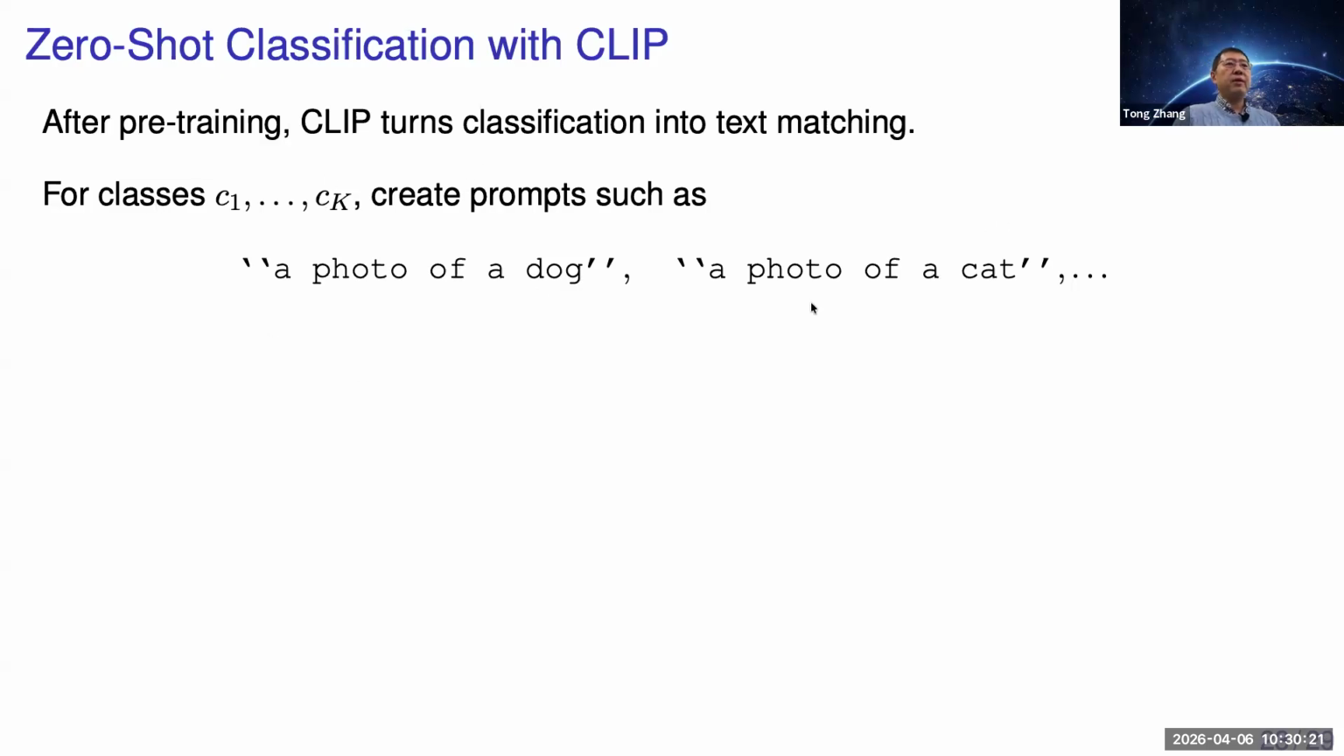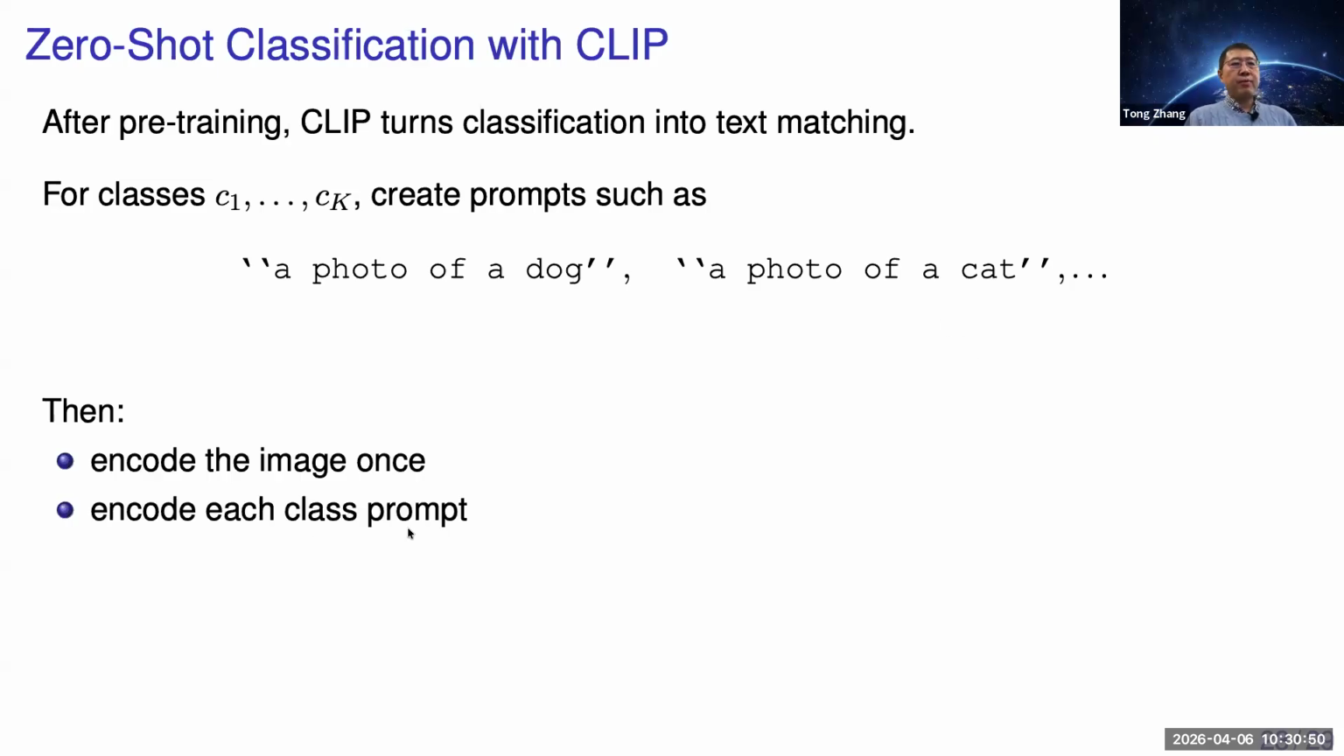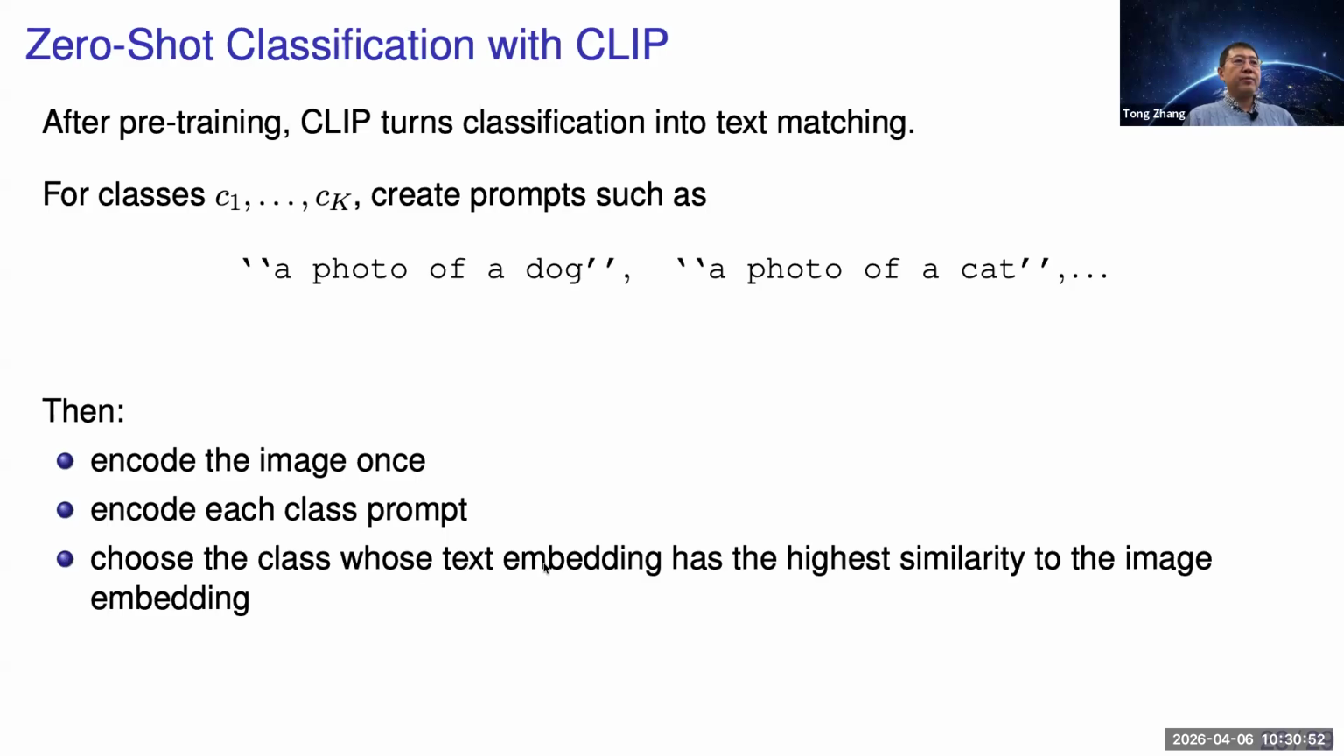I do not need to train a classifier. I just ask CLIP. If I have a classifier with, for example, cat, I just replace it with a prompt, and without retraining, I ask these prompts to CLIP. CLIP will give you an answer. Encode the image once, encode each class prompt, and choose the class whose text embedding has the highest similarity with the image embedding.